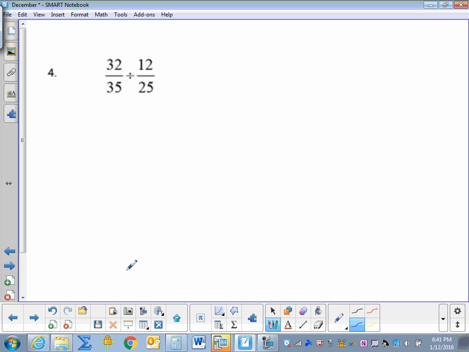Number 4, 32/35 divided by 12/25. When I divide by a fraction, I need to multiply by the reciprocal. So the first thing I do is rewrite this. 32/35, that stays the same. Then I'm going to multiply by the reciprocal. So I need to flip 12/25 into 25/12. Now I can see I'm going to just multiply the numerators across and the denominators across.